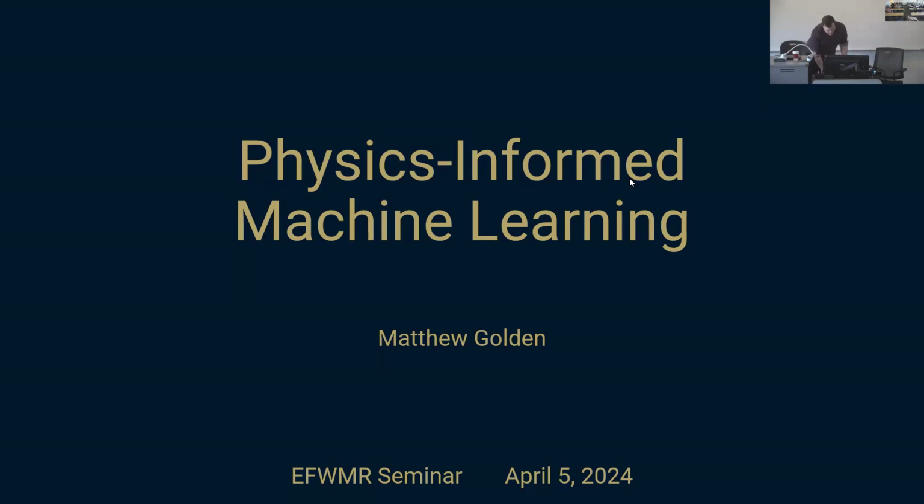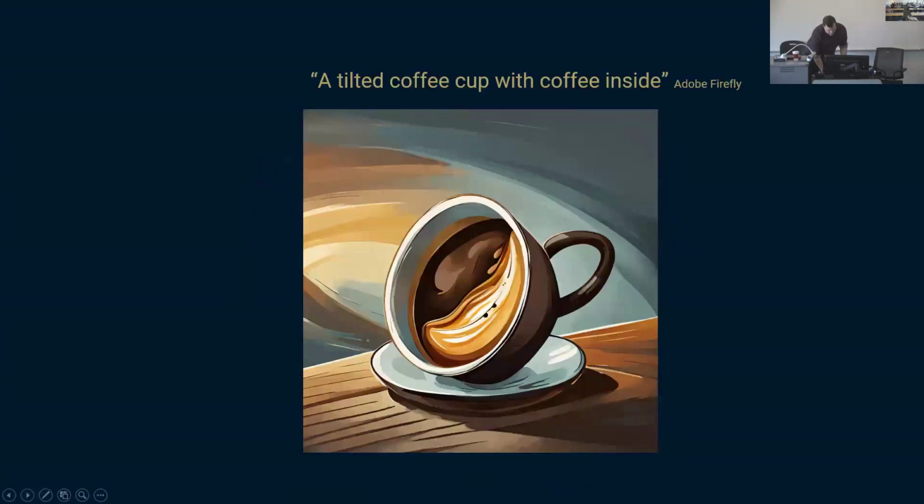So I wanted to start with this picture here. I went to Adobe Firefly just this last week, and I asked it to generate a picture of a tilted coffee cup with coffee inside. What do you notice about this picture? Physically impossible. Sure, yes. Why did it do this, do you think?